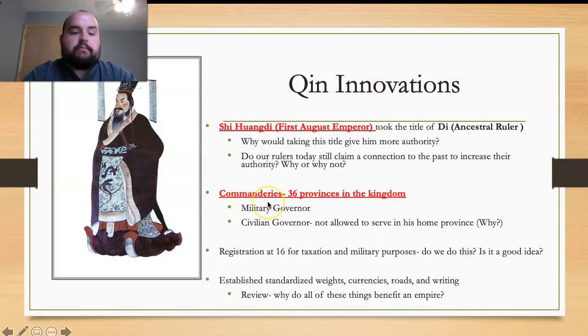A couple of other important innovations they practiced to help make China more efficient was setting up commanderies, or 36 provinces throughout the kingdom. These commanderies would all have a military governor as well as a civilian governor who is not allowed to serve in his home province. Why wouldn't you want the civilian governor to be able to serve in his own province?